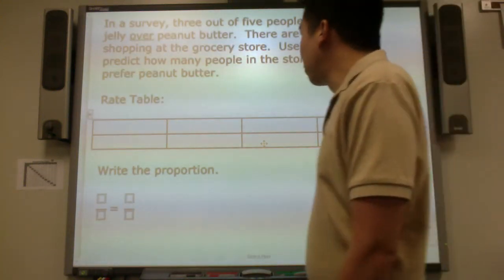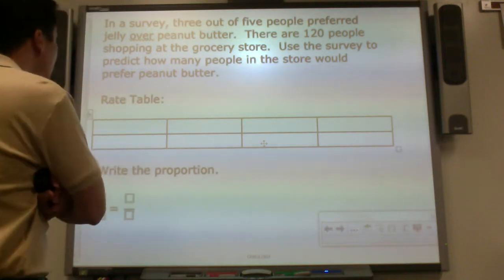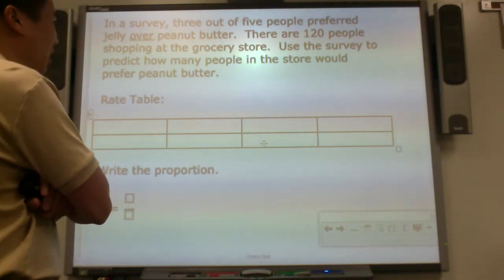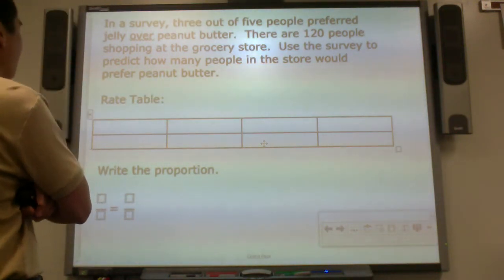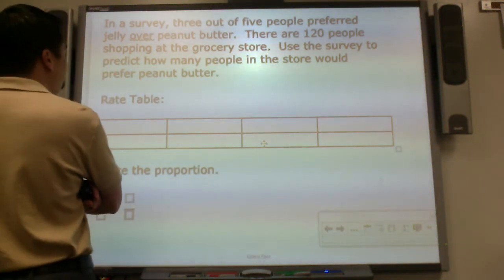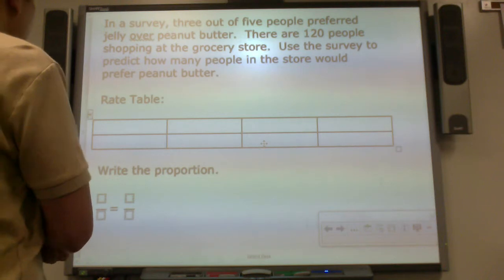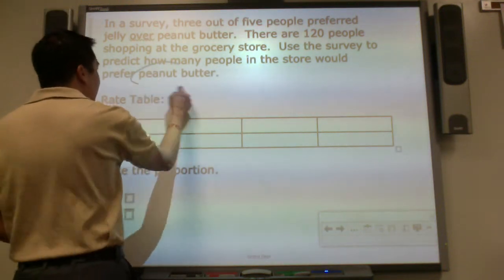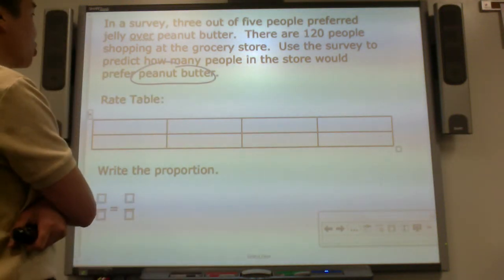In a survey, 3 out of 5 people prefer jelly over peanut butter. There are 120 people shopping at a grocery store. Use the survey to predict how many people in the store would prefer peanut butter. How many people would prefer peanut butter? How many people like peanut butter? So 3 out of 5.